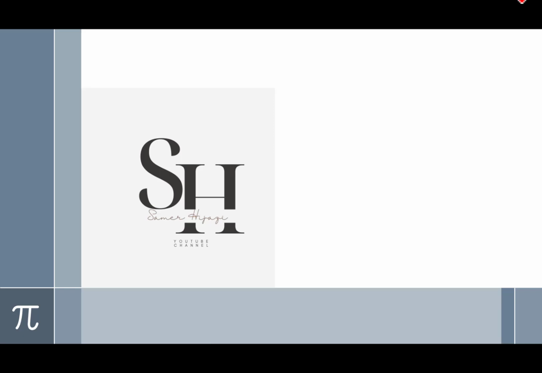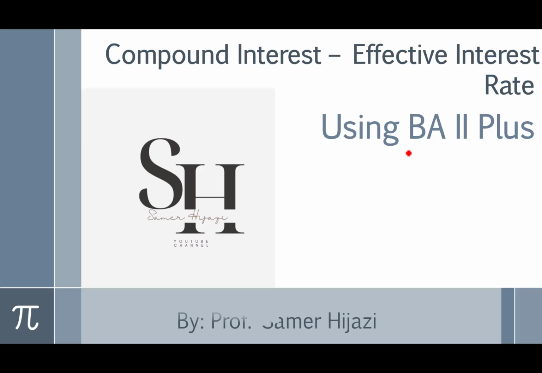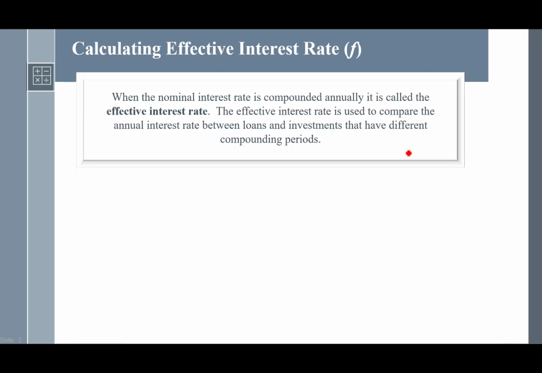In this video on compound interest, we'll be looking at how we find the effective interest rate using the BA2 Plus calculator. This is slightly different than what we've been doing, finding the future value, present value, compounding periods and interest rate, because we will use a different worksheet on the calculator. So first, let's explore what the effective interest rate is and what the formula for it is, then we will look at how to find it in the calculator.